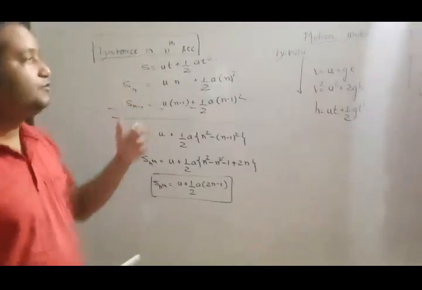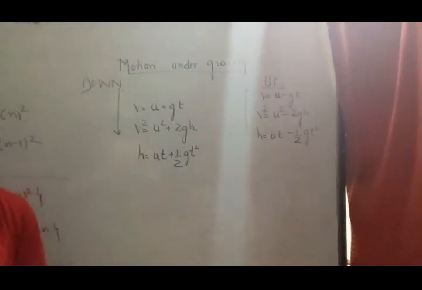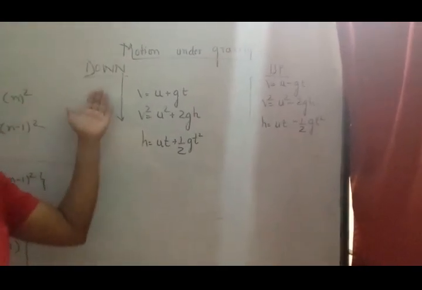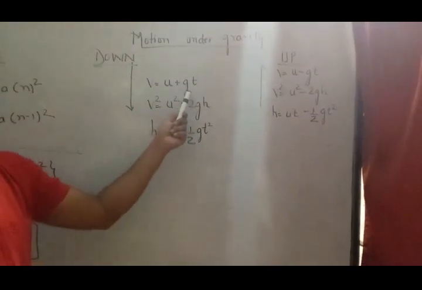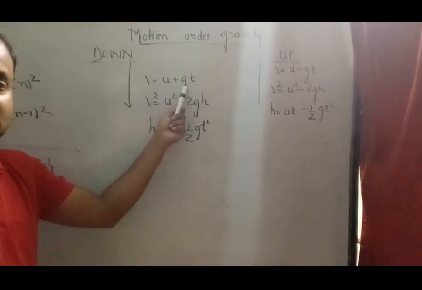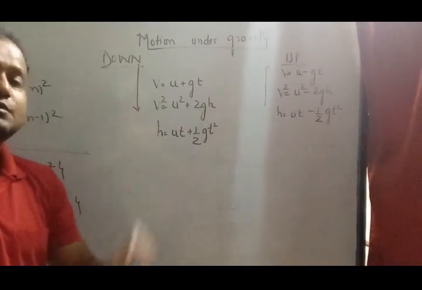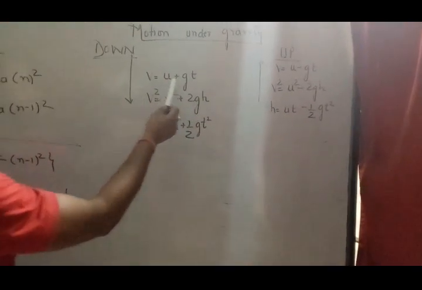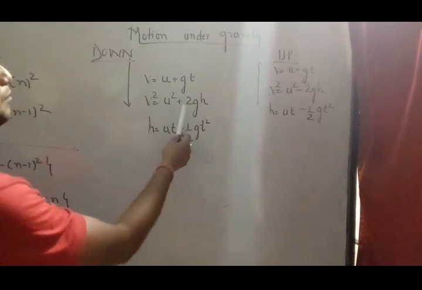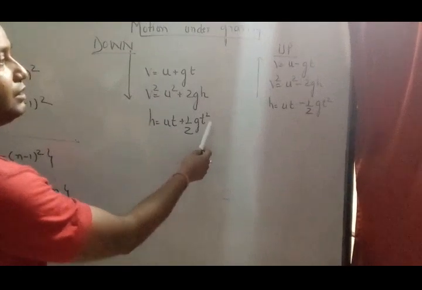Now, let's move to what happens if the motion is under gravity. If a body is moving against gravity or if it's falling under gravity, the only changes we need to make: where a body moves under gravity, that means it falls down, we need to substitute a as plus g. I repeat, a as plus g in all three equations and s as h, because in that case distance becomes height. So the equations change to v equals u plus gt, v squared equals u squared plus 2gh, and h, height, as ut plus half gt squared.